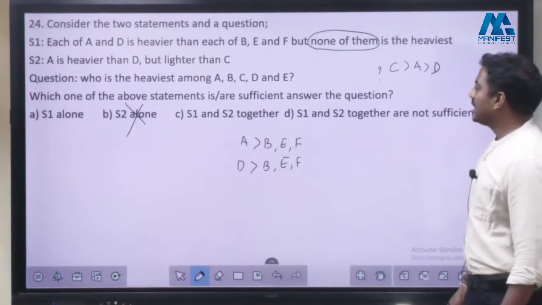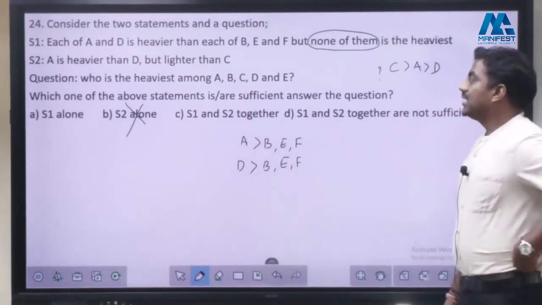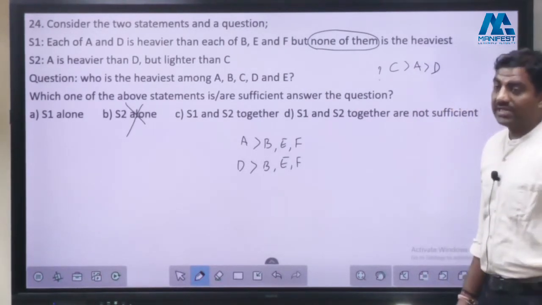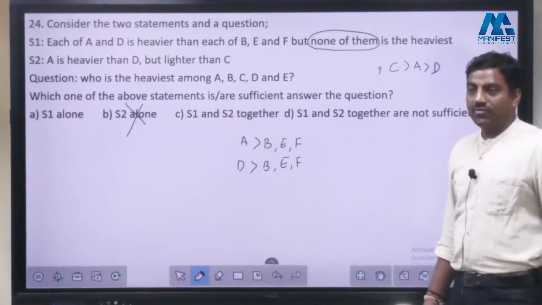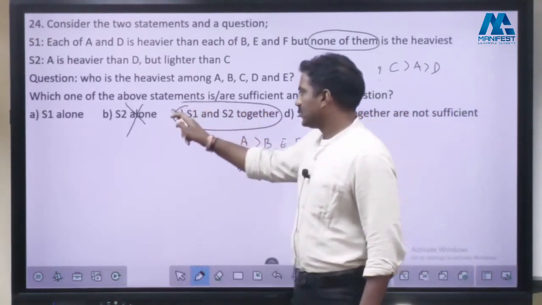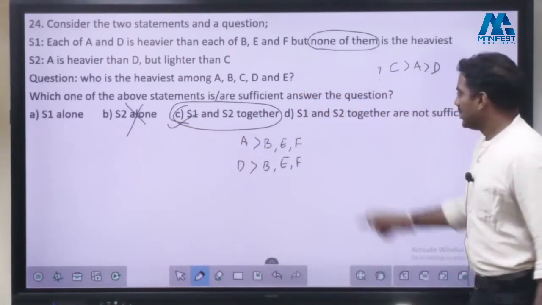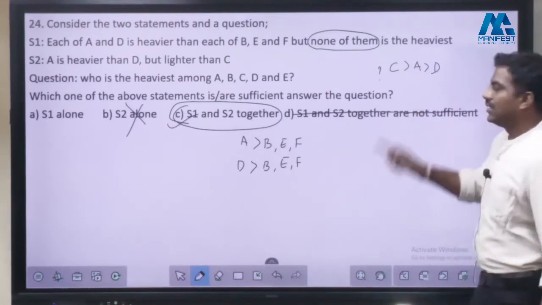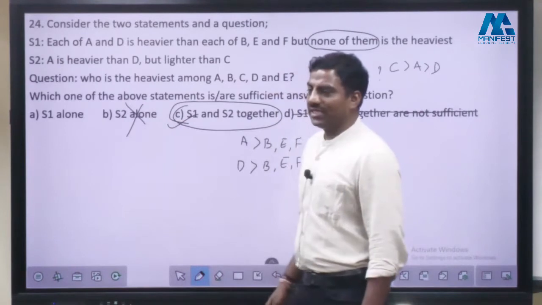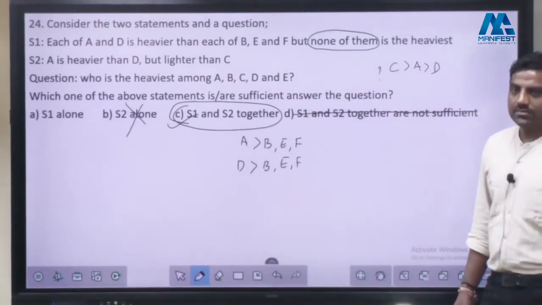Now, S1 and S2 together, just check. A is heavier than D, but lighter than C. So here we can say C is the winner. So anyways, this is the right answer. This is also gone. When C is correct, this will not prevail. Now, the only question is, S1 alone would have been sufficient for us.